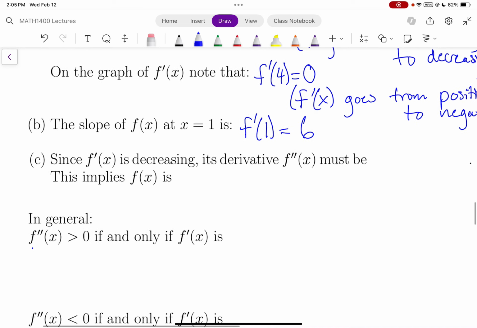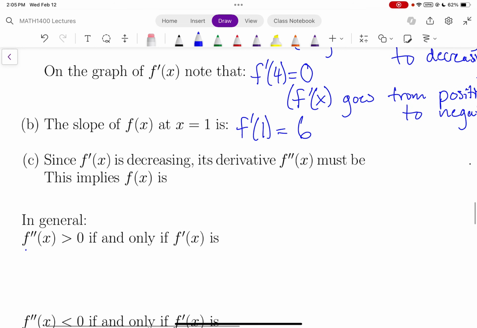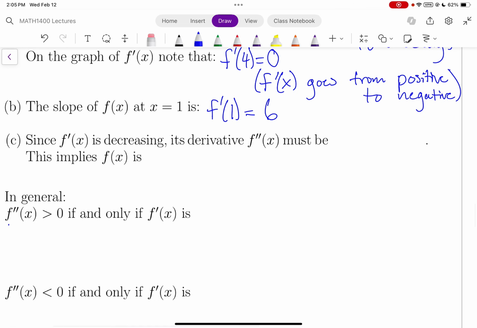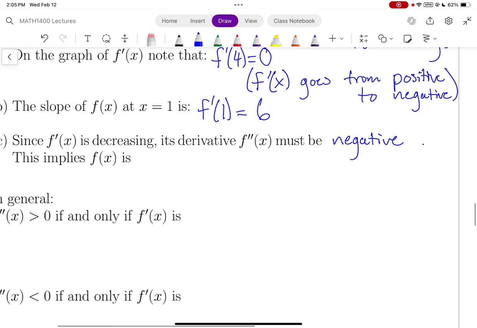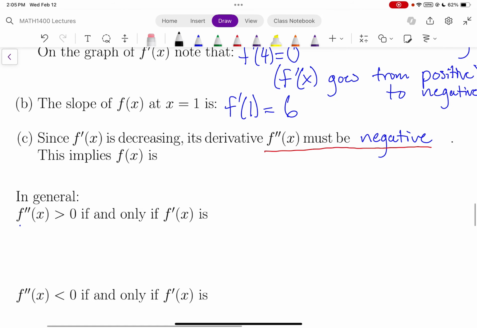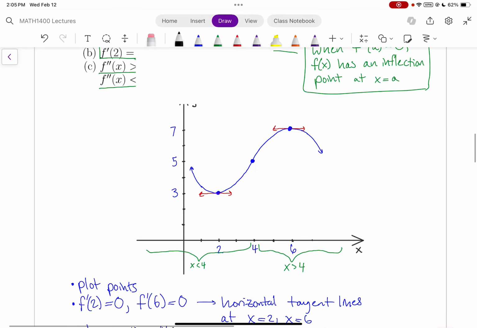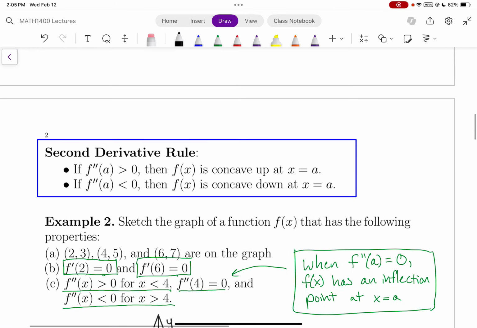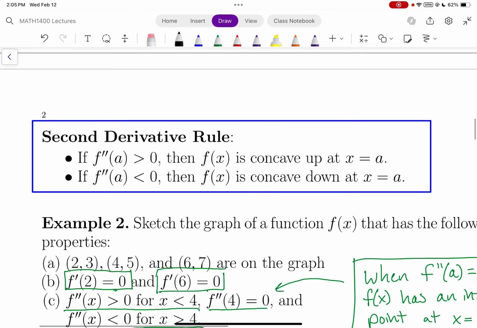And this last little note is that since f prime of x is decreasing, its derivative, f double prime of x, must be negative. I'm just going to write that here. And when f double prime of x is negative, we know what this means: our actual function f of x is concave down. That's exactly what the second derivative rule is. If f double prime of a is less than 0, or negative, then f of x is concave down.